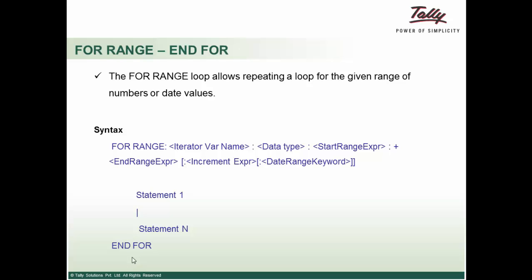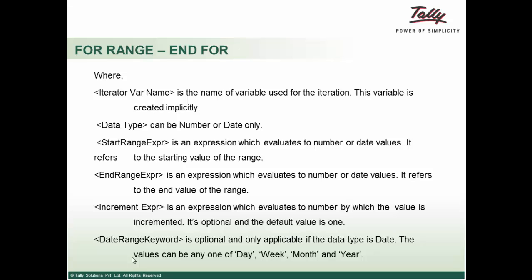So for range, iterator variable, data type, the kind of data type the variable will be, the starting range, the end range. If you want to increment by something; if you don't provide it, by default it will increment by 1, and if it's a date increment, then you can provide a date range increment keyword. So this is how it is.